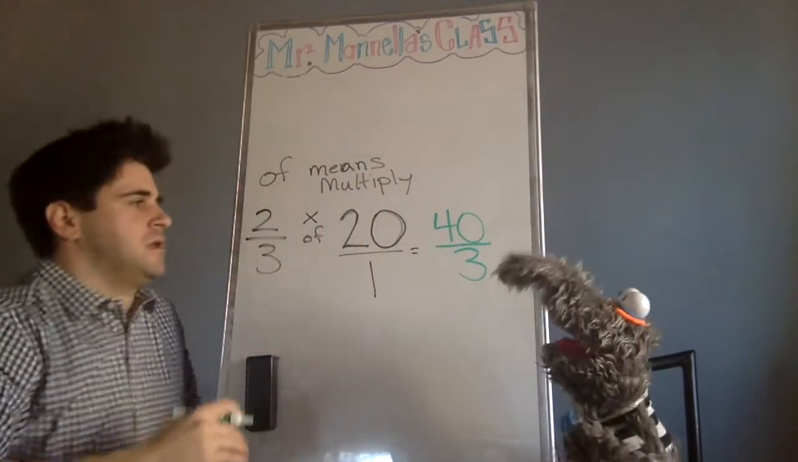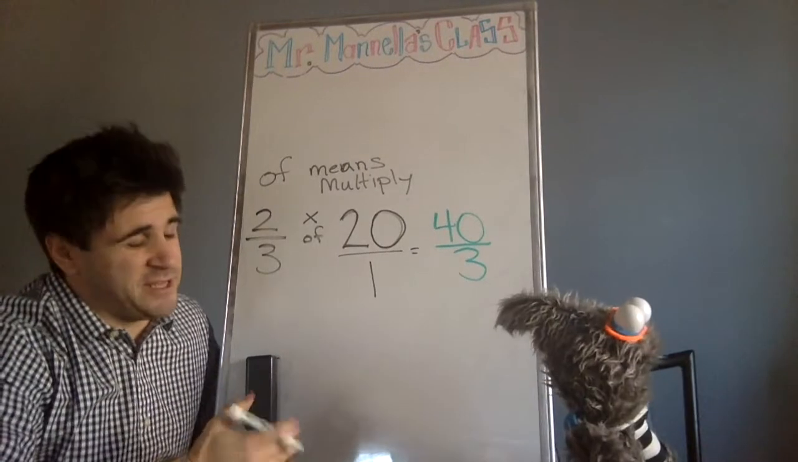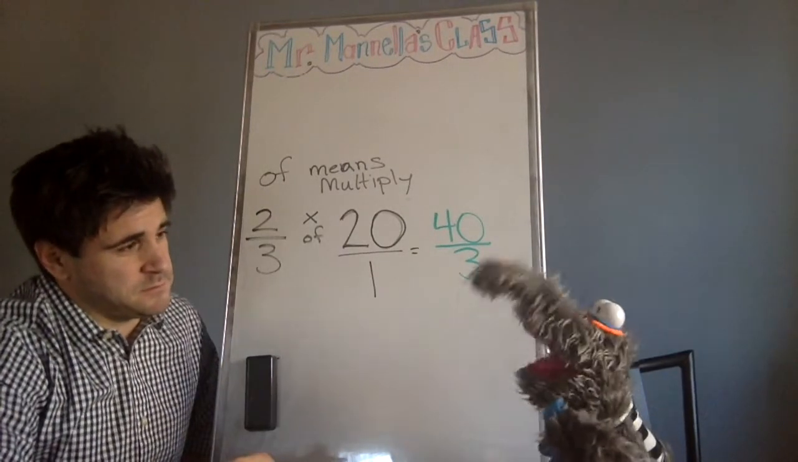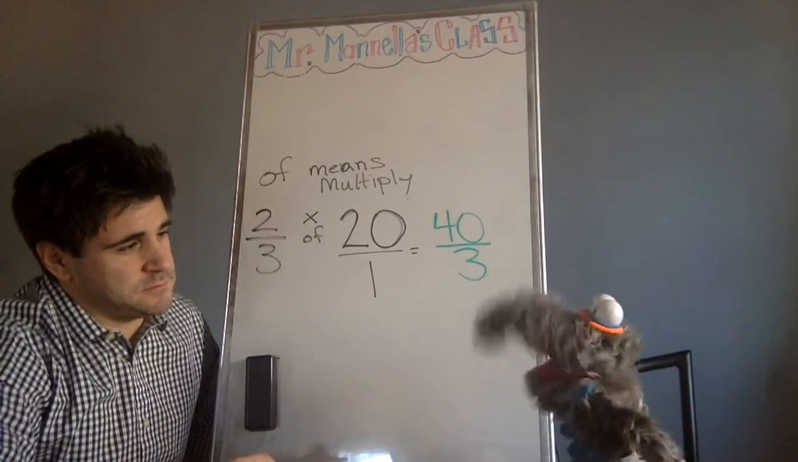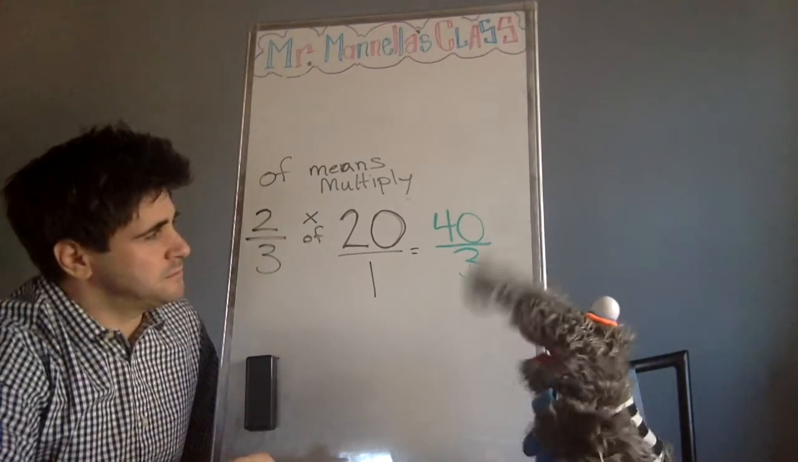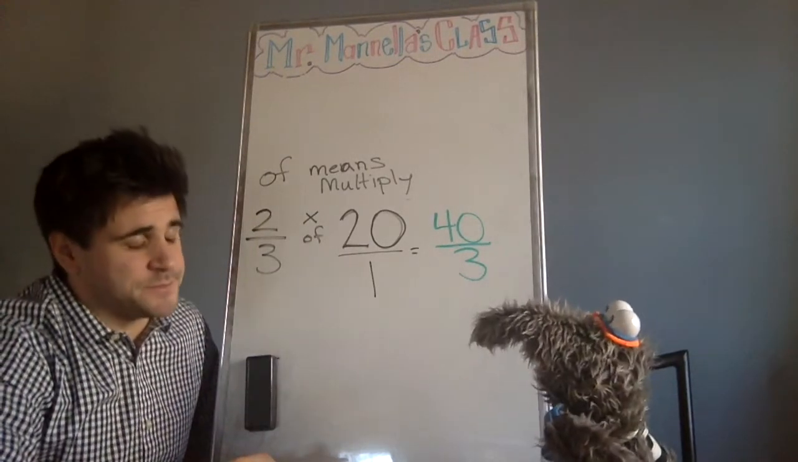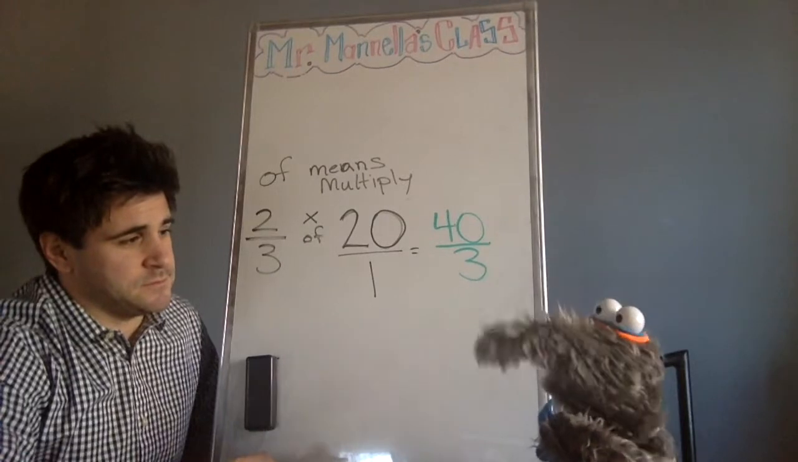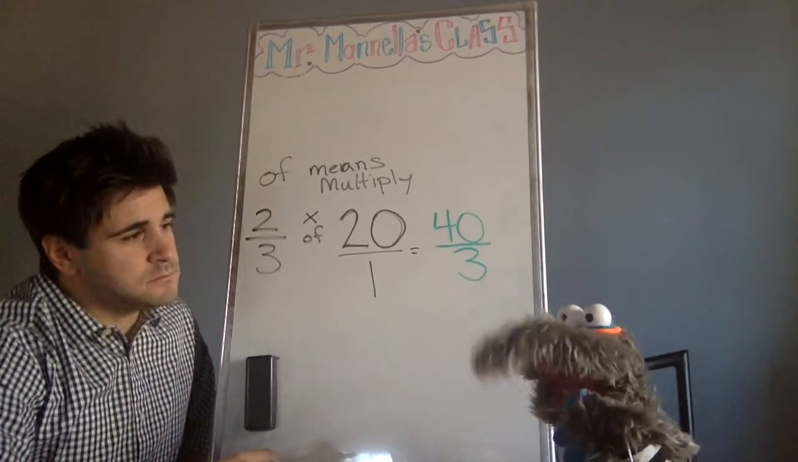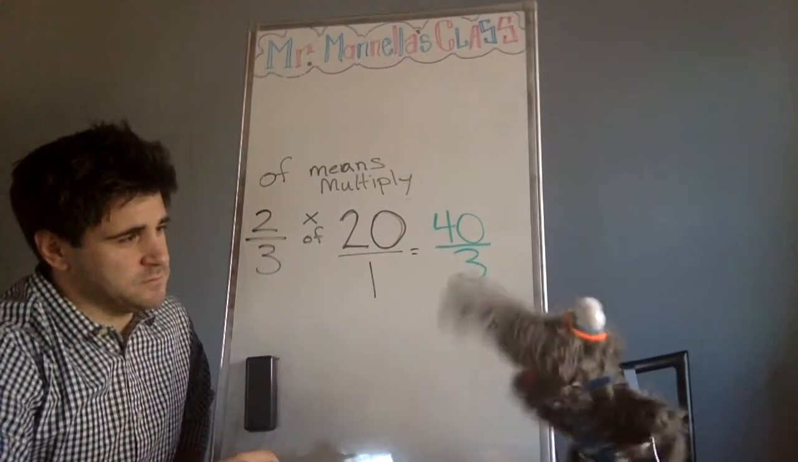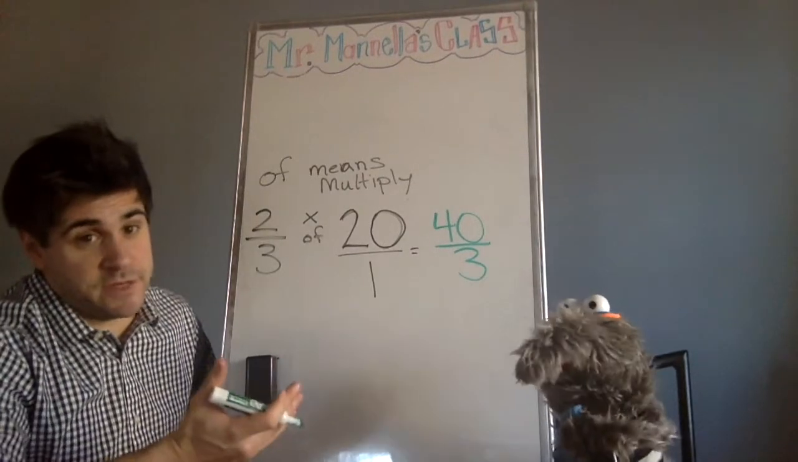All right. Now, does 3 go evenly into 40? I mean, 3 times 12 is 36. 3 times 13 is 39. So 3 times 14 is... add 3 more. It's okay, 3 does not go into 40 evenly. So we're going to have to do some division.